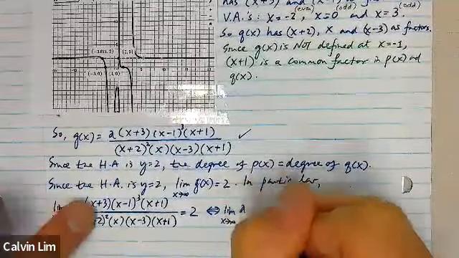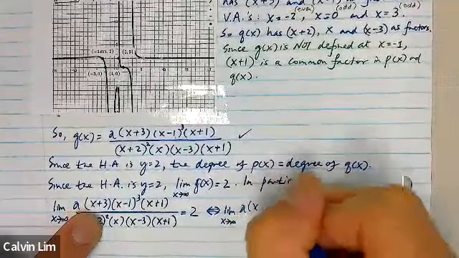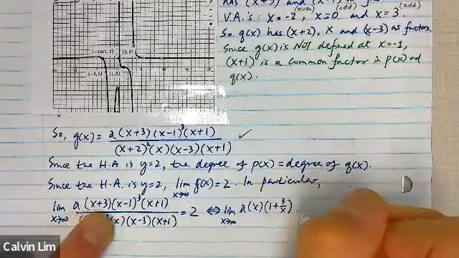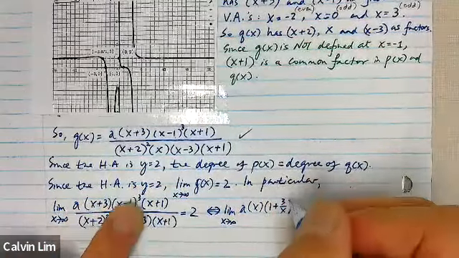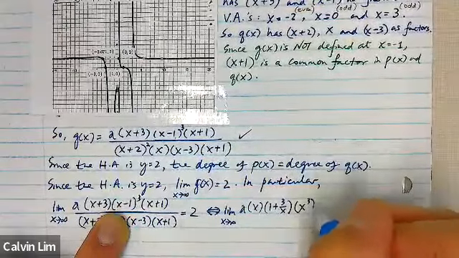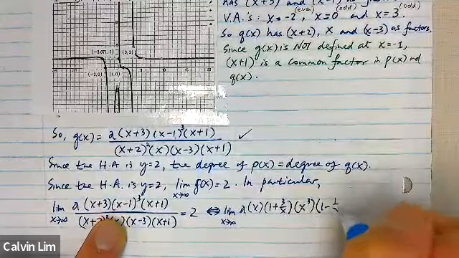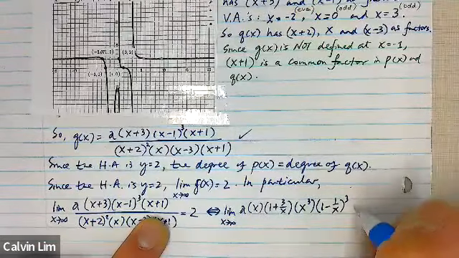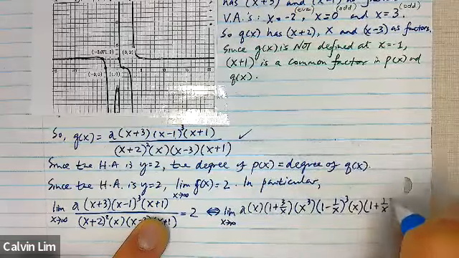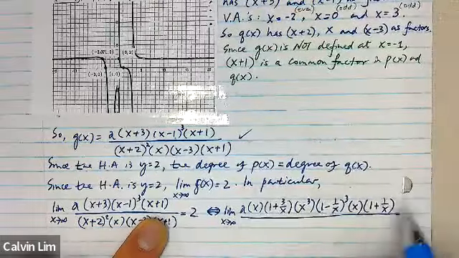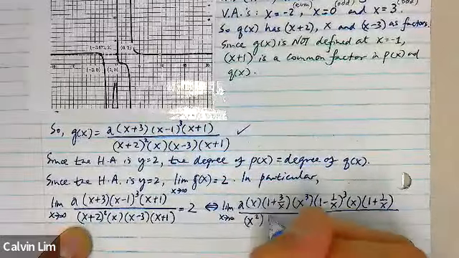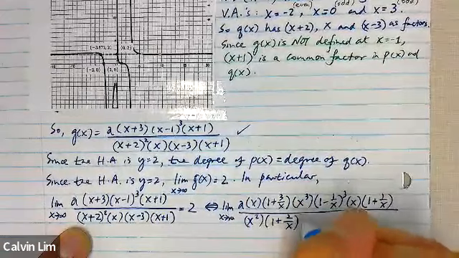So we have A here. Common factoring out x from x plus 3 gives me x times 1 plus 3 over x. For this one, I common factor out x, which is going to give me x cubed, and then I have 1 minus 1 over x cubed. This thing, common factoring out x gives me x times 1 plus 1 over x. The whole thing divided by common factoring out x gives me x squared times 1 plus 2 over x squared.